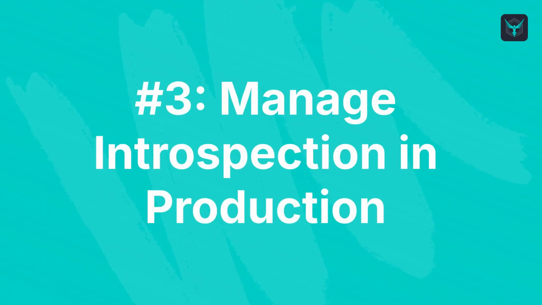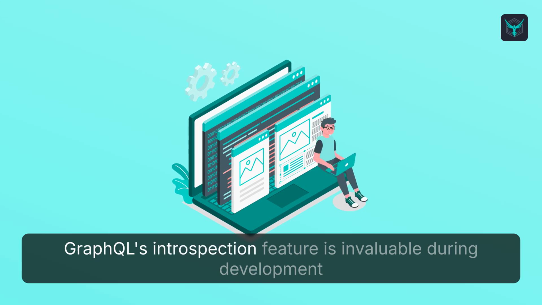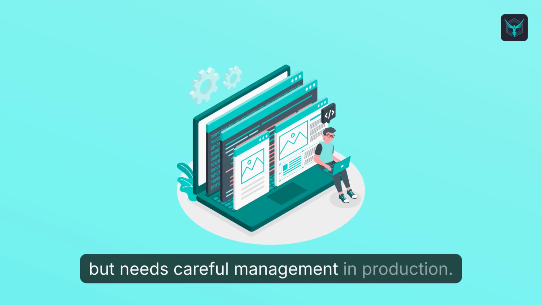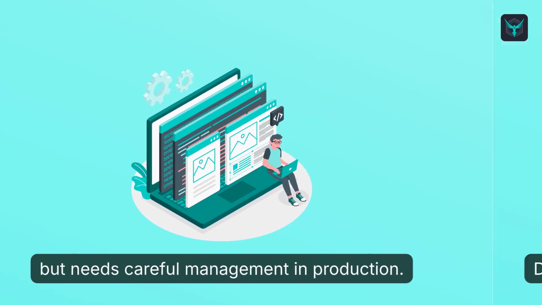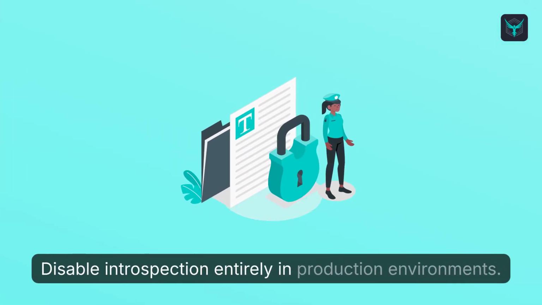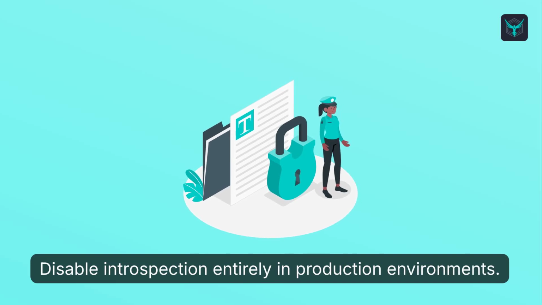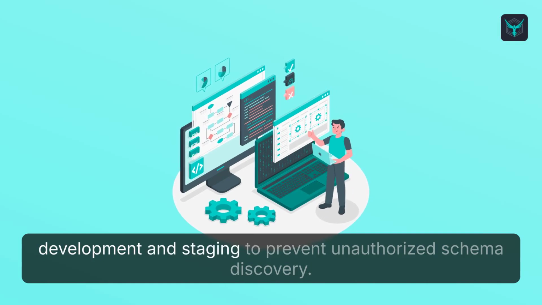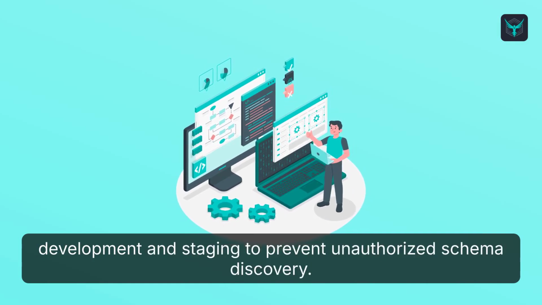Number 3. Manage introspection in production. GraphQL's introspection feature is invaluable during development, but needs careful management in production. Disable introspection entirely in production environments. Use environment checks that enable introspection only in development and staging to prevent unauthorized schema discovery.